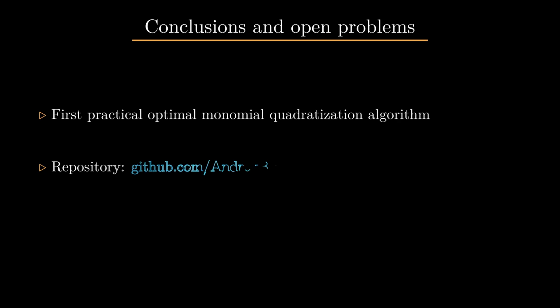Let us summarize what we have discussed so far. In our work we have presented the first practical algorithm for finding an optimal monomial quadratization. Our implementation compares favorably with the existing software, and allows us to compute quadratizations for systems which couldn't be tackled before. All our work can be found in the QBee repository on GitHub, where you can check out our Python package. We'd like to mention several interesting open problems.